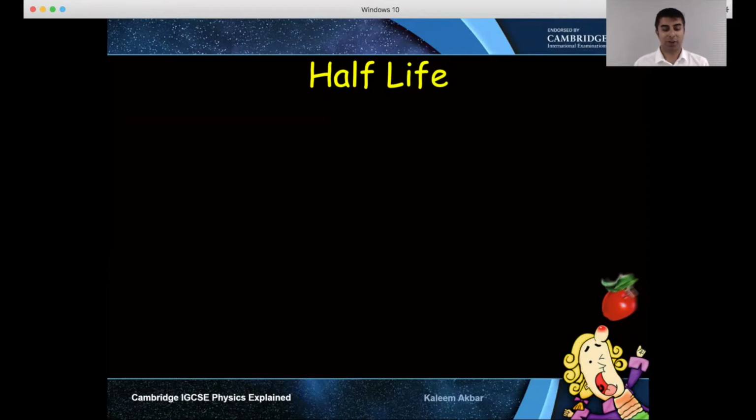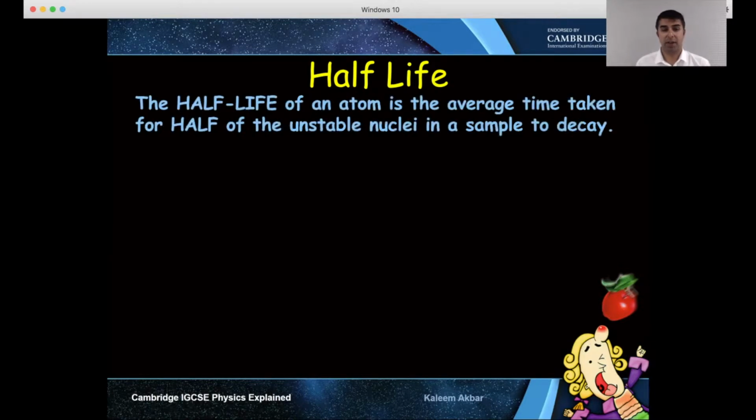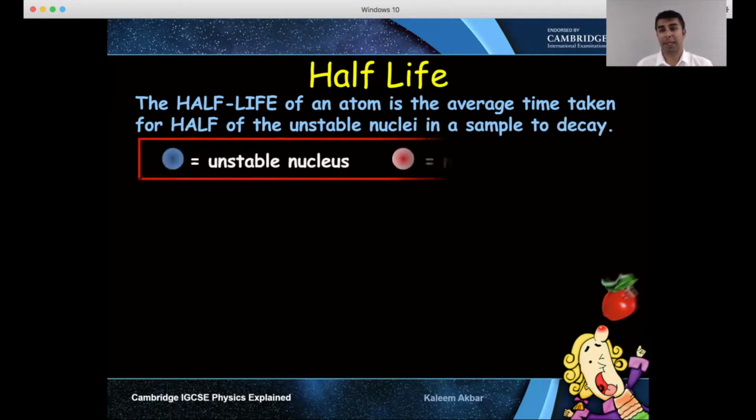Let's take a look at something many find quite difficult to understand. We're going to have a look at half-life. So, what is half-life? Half-life of an atom is the average time taken for half of the unstable nuclei in a sample to decay. Well, what does that mean?